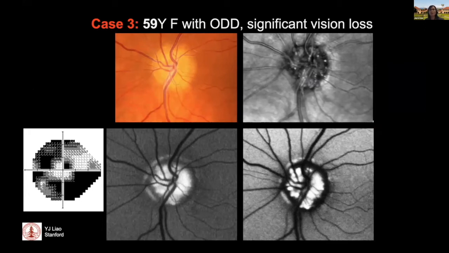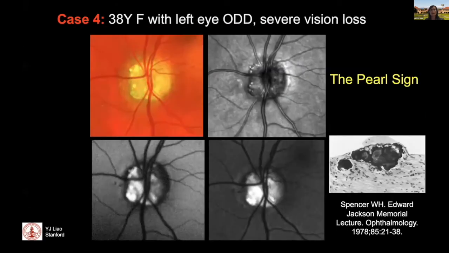That's also imaged on the infrared on top right. Finally, this is a patient with particularly severe vision loss, and on the infrared imaging, you see all these pretty little spots. And Dr. Yan, who led the group for this project, calls it the pearl sign. And we think these are superficial drusen that is well understood histologically.